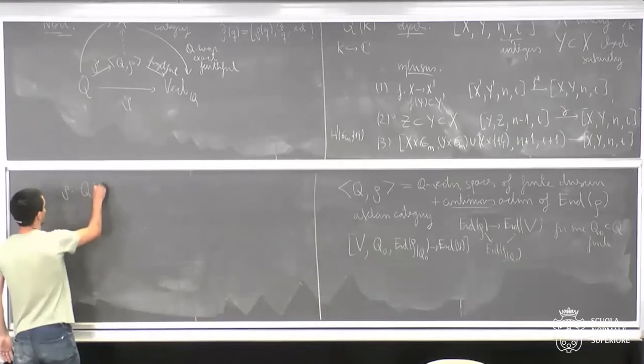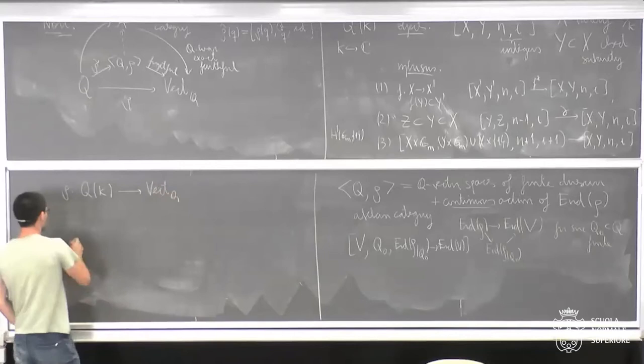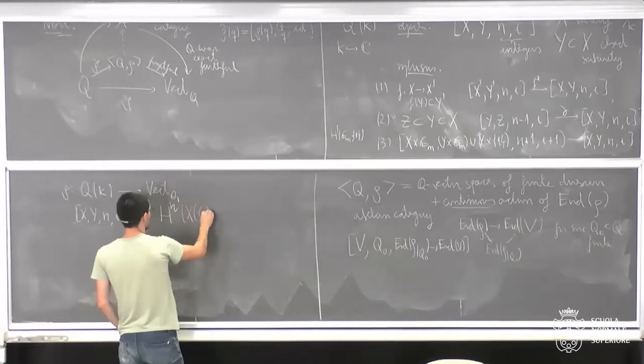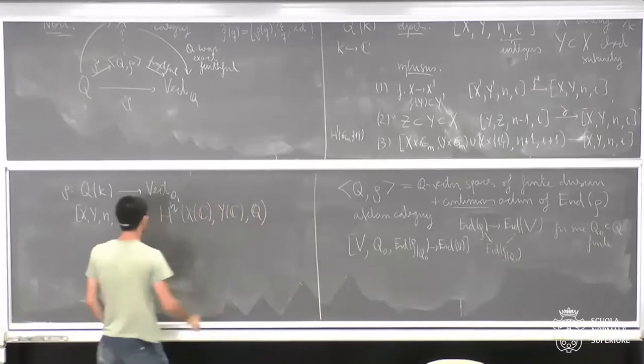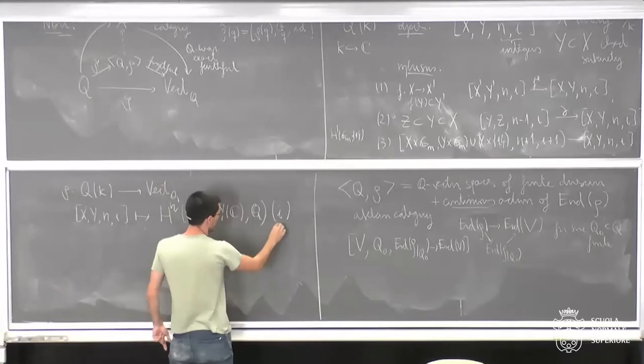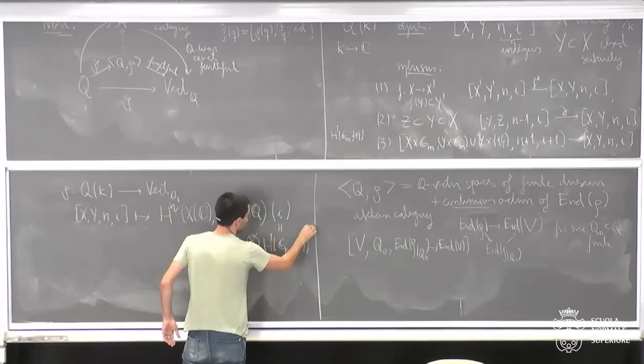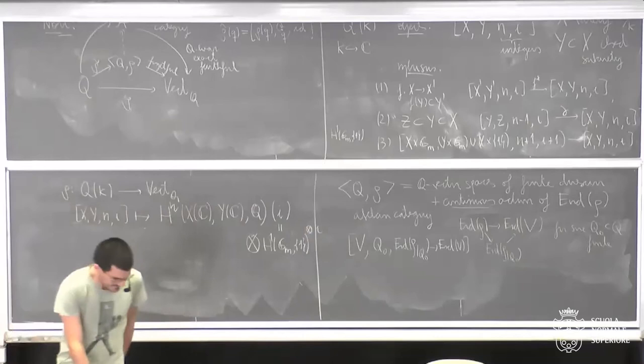Okay, so this goes to vector spaces over Q, and what is it? So X, Y, and I. No surprise, this goes to cohomology in degree n of complex points of X relative to Y with rational coefficients. And then Tate twist, which, as we saw in Jochen's lecture, is tensor by H1 of GM relative to 1 to the power I. And if the power is negative, it means the dual. Okay, so this is what it does on objects.